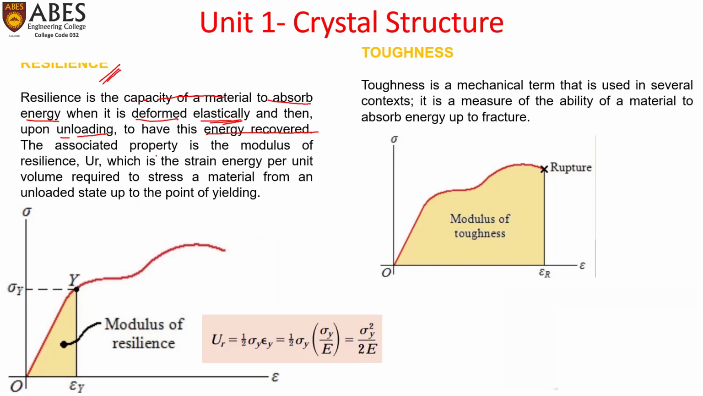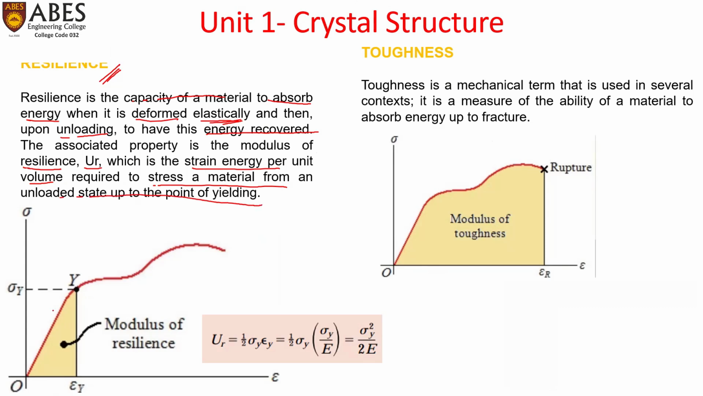The associated property is the modulus of resilience, denoted by UR, which is the strain energy per unit volume required to stress the material from an unloaded state up to the point of yielding.